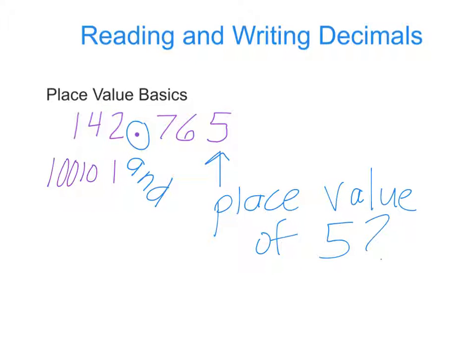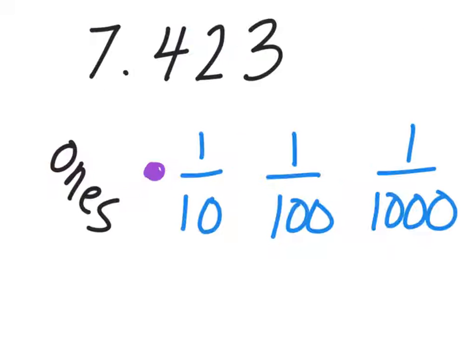I will show you a little trick that I've been using for as long as I can remember that helps me remember which place value is which. So let's look at the number 7.423. In order for me to read this properly, I need to understand place value. I made a little mini place value chart to help us. We have the ones place, and then we have our decimal. And then here's the important part. It goes tenth, then hundredth, then thousandth.